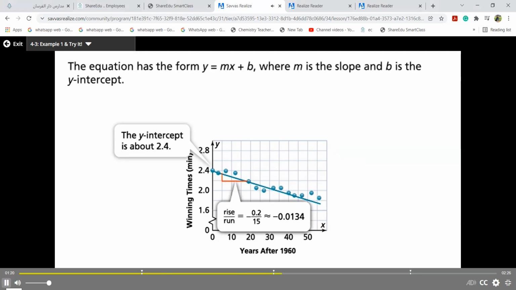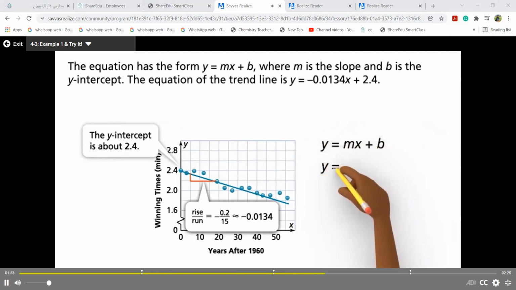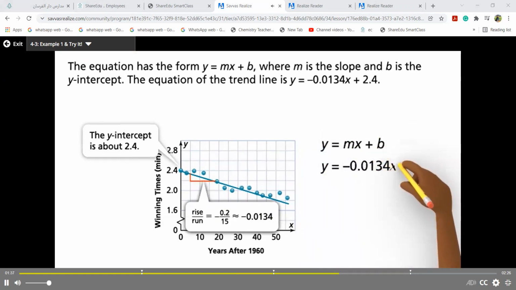Use the general formula y equals m times x plus b, where m is the slope and b is the y-intercept. The equation of the trend line is y equals negative 134/10,000 times x plus 2 4/10. Any questions, girls?